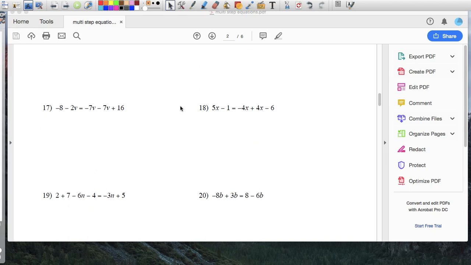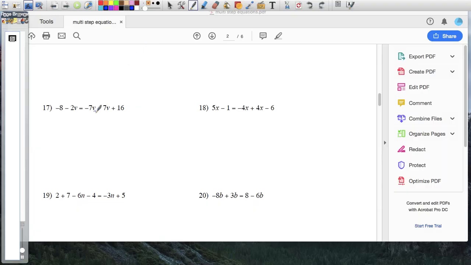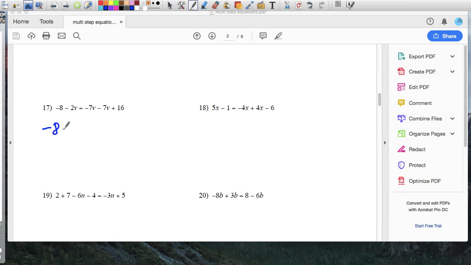17, you got negative 8. So we can definitely combine some things here. On this side, nothing's going to be combined. On this side, I can combine these two. Negative 7 minus negative 7 is negative 14v plus 16. I can't make a story yet, but I can get rid of one of the v's.